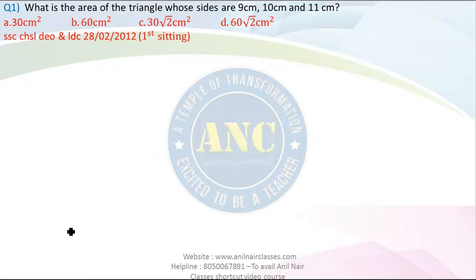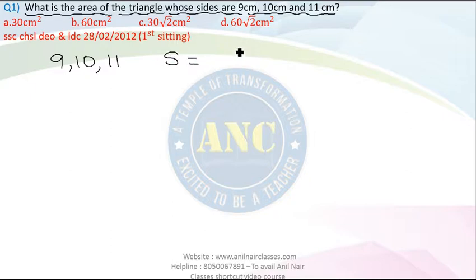Now see here, your first question using Heron's formula is: what is the area of the triangle whose sides are 9, 10 and 11 centimeters? Three sides are given. This also is an original examination question. 9, 10 and 11 are the three sides. I can use Heron's formula because all the three sides are different. First of all, the semi-perimeter is a plus b plus c by 2. So it is 9 plus 10 plus 11, which is 30.